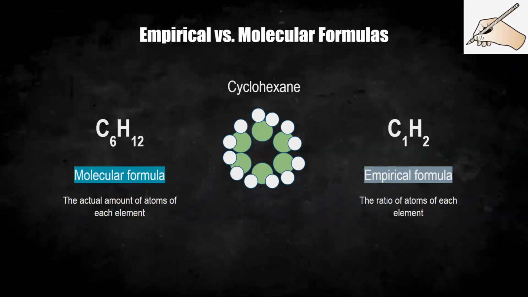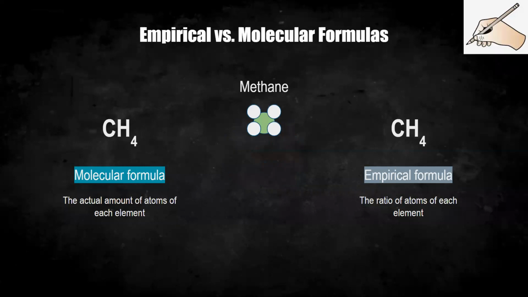Let's talk about another molecule. What if we had methane? Now, in this case, we have 1 carbon atom, and we have 4 hydrogen atoms: 1, 2, 3, 4. So this is our molecular formula. It is literally telling us there is 1 carbon atom and 4 hydrogen atoms.